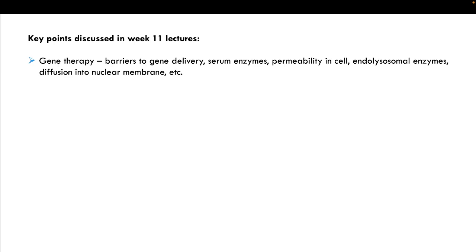Let's say the gene that you have delivered is able to escape from all of these serum enzymes and endolysosomal enzymes, and it is permeable into the cell. Now it has to reach the nucleus, because that's where all of your transcription happens. Your gene gets converted to mRNA, so it has to be transcribed for it to be made into a protein. So now the gene is already in the cytoplasm, it has to enter the nucleus, which means it has to pass the nuclear membrane. So there are a bunch of different barriers to gene delivery, and that's why we cannot just deliver a gene like that.